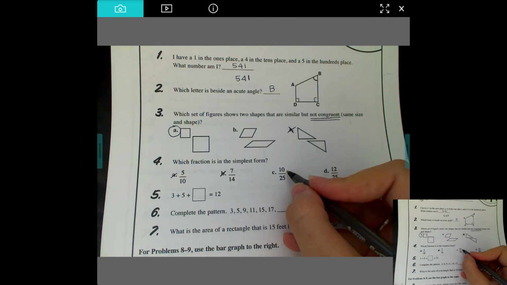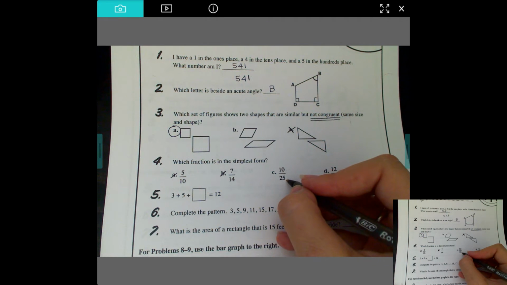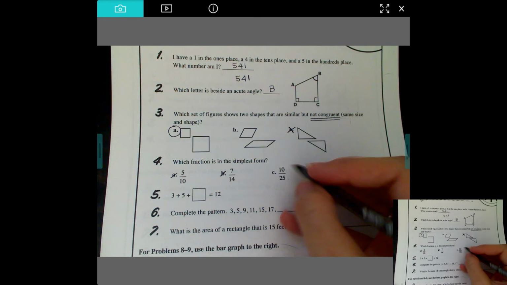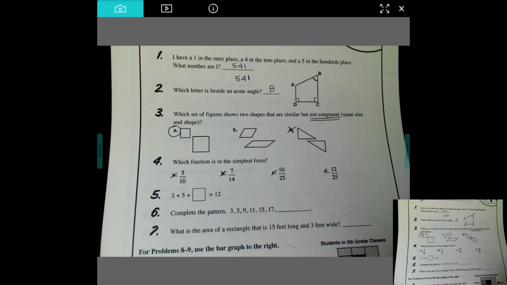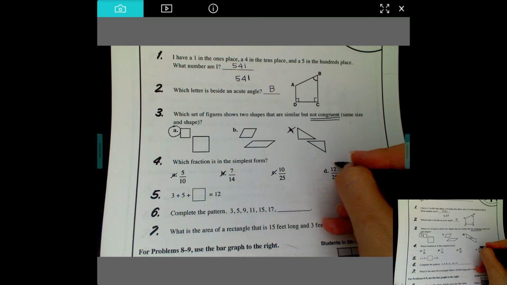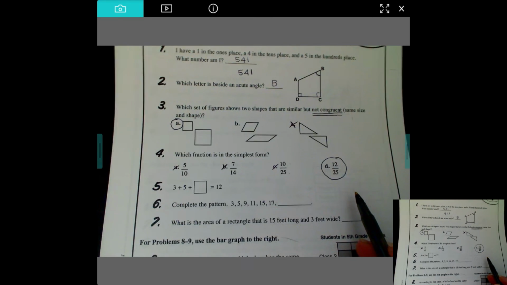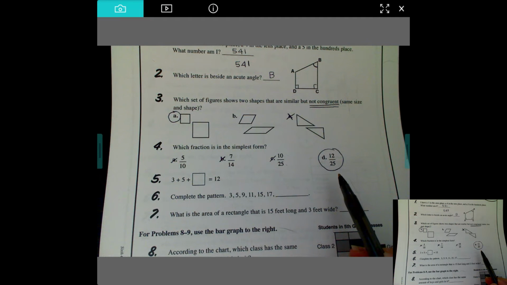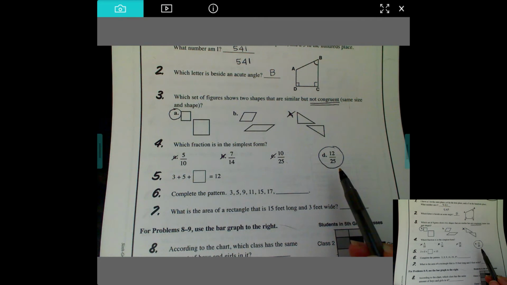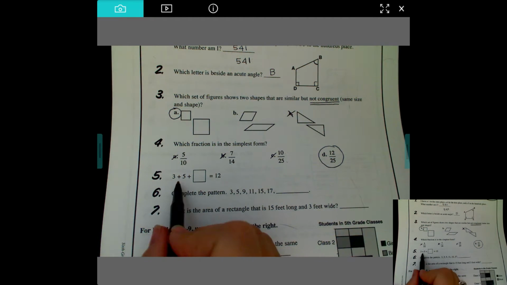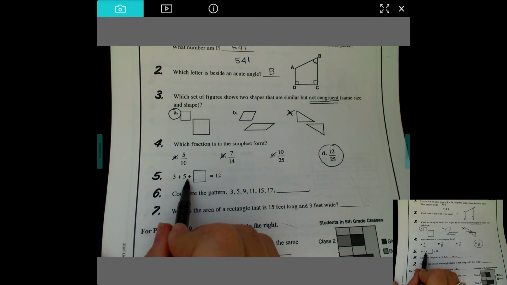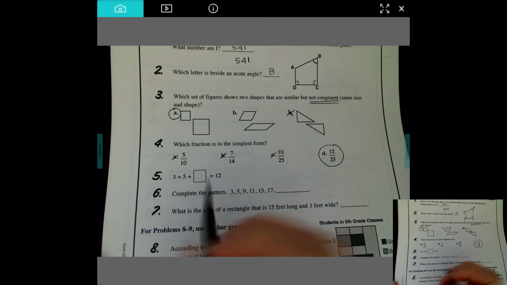If I look at 10/25, 5 goes into top and bottom. 10 divided by 5 is 2. 25 divided by 5 is 5. So 2/5. And then 12/25, there is nothing that goes into both 12 and 25. We saw that already earlier this week when we were looking at the 12 boys and the total number of students in the class.